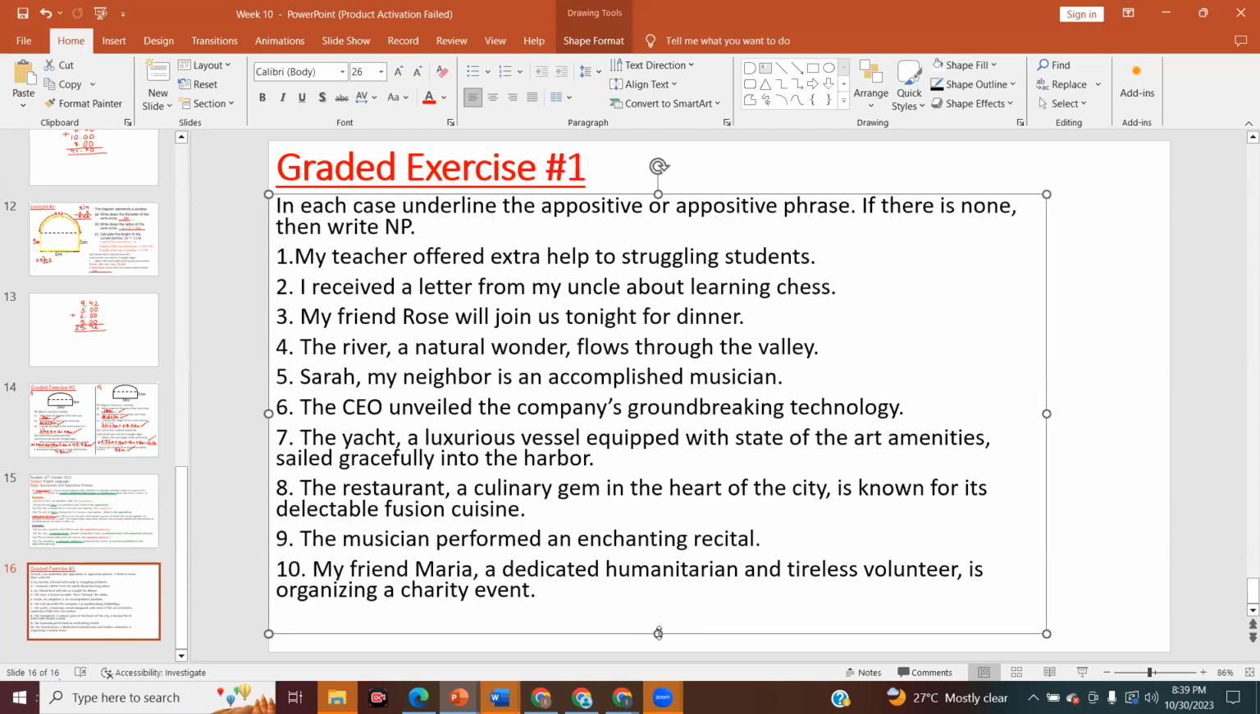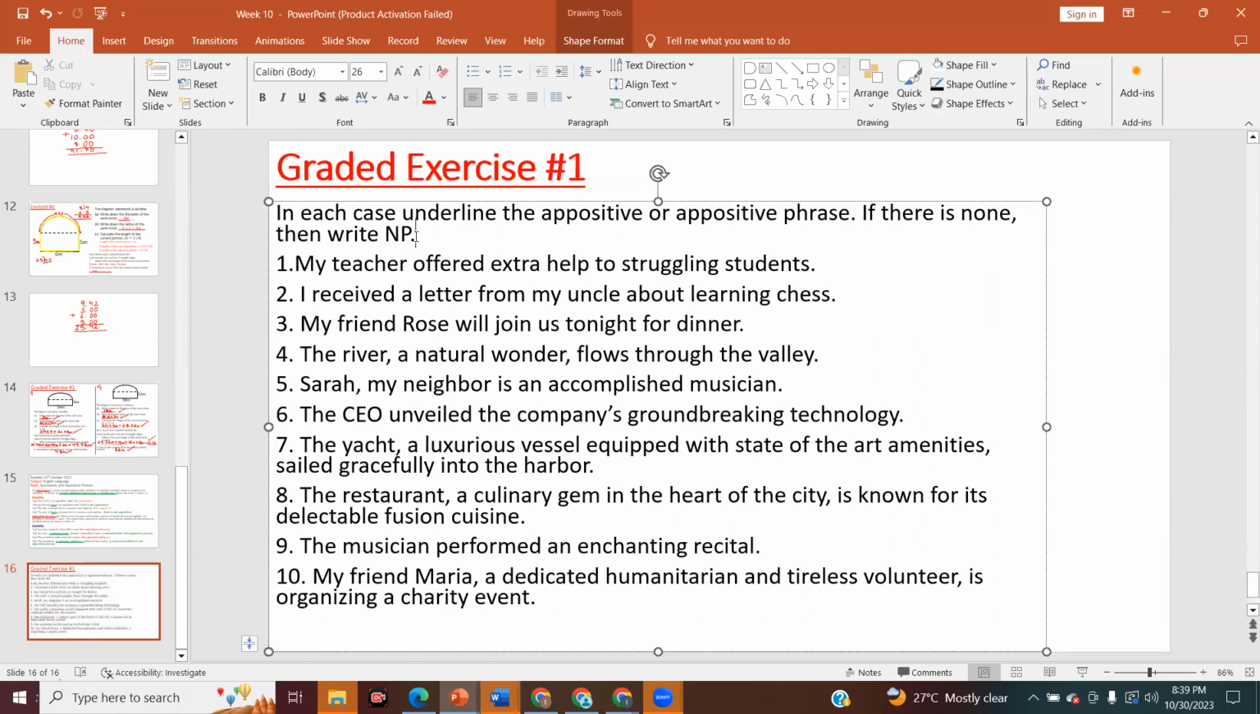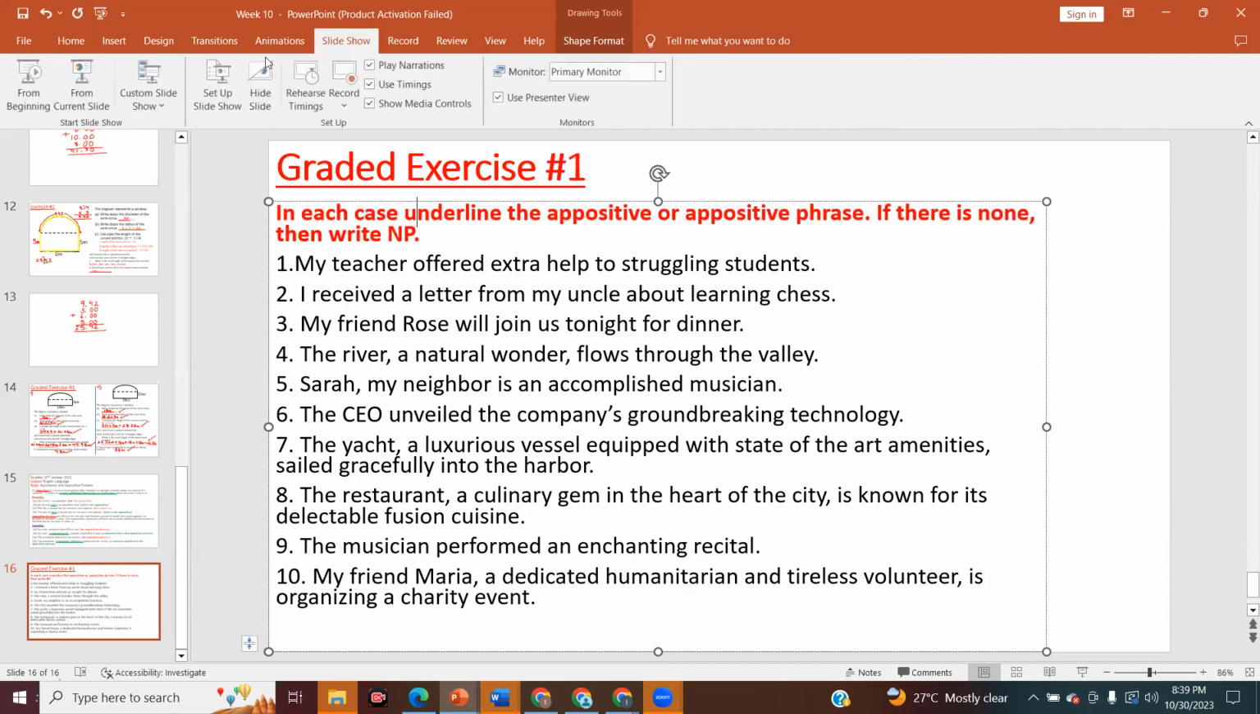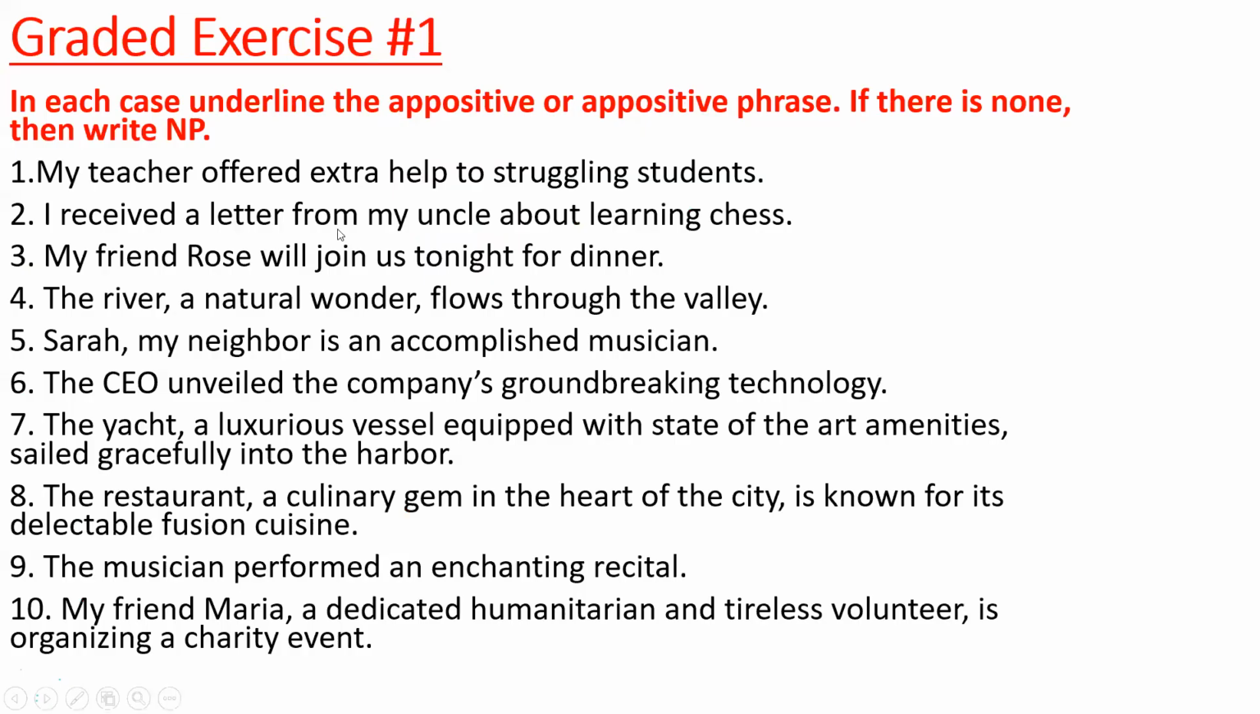All right, so basically it's only those 10. If it contains an appositive, then underline the appositive or appositive phrase. If there's none, then write NP. If there's no appositive or no appositive phrase, then write NP.